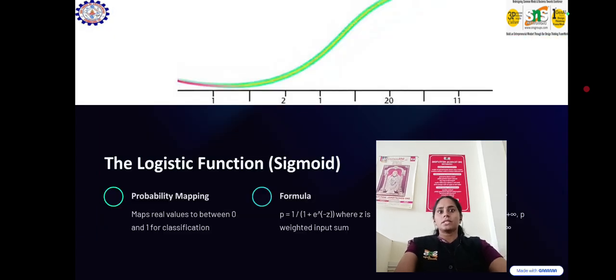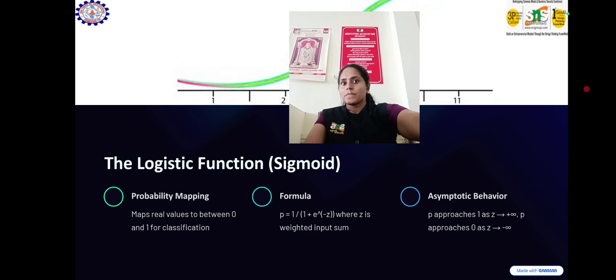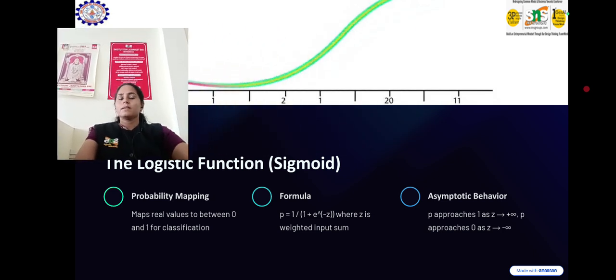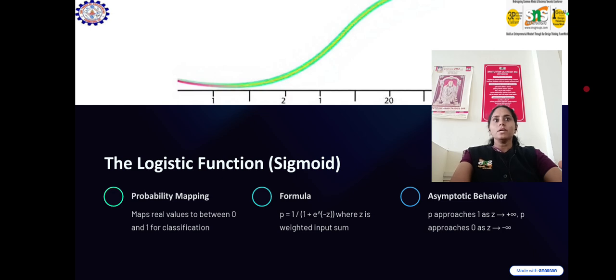The logistic function. At the heart of logistic regression is the logistic or sigmoid function, which is used to map any input value to a score between 0 and 1. The sigmoid function is defined mathematically as p equals 1 divided by 1 plus e to the power minus z. Here z is the weighted sum of the inputs, calculated similarly to a linear equation, where each feature is multiplied by a corresponding weight and added together.